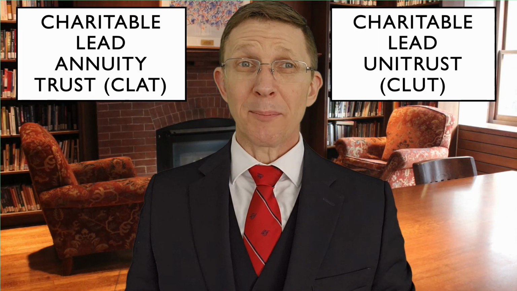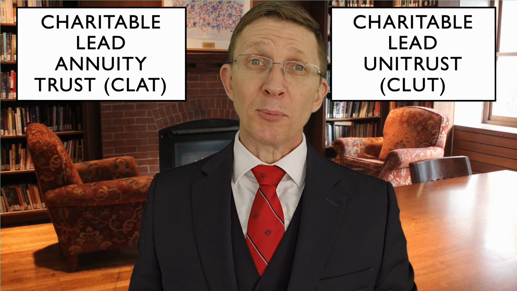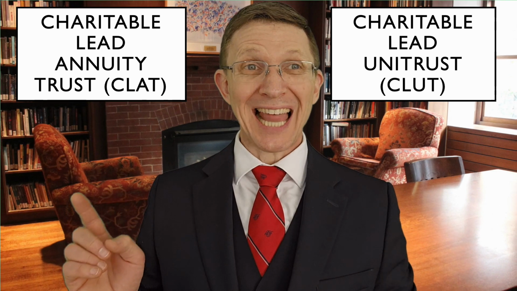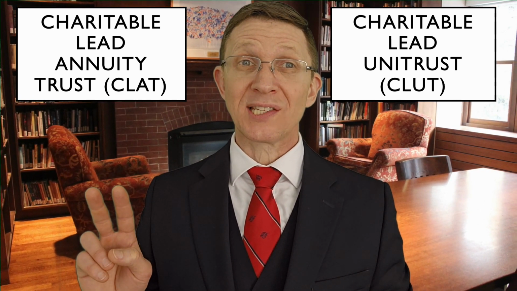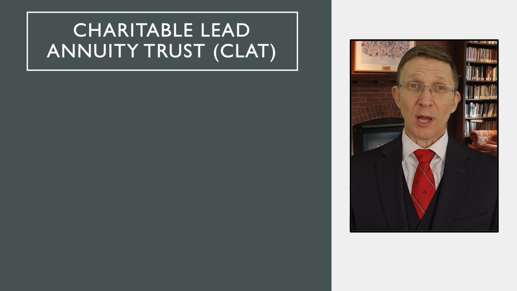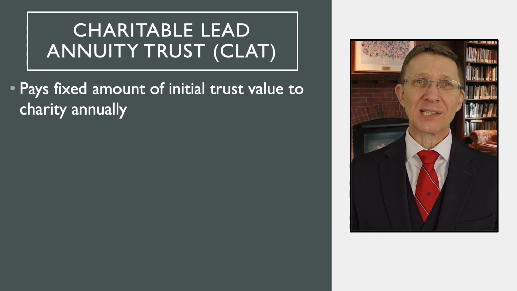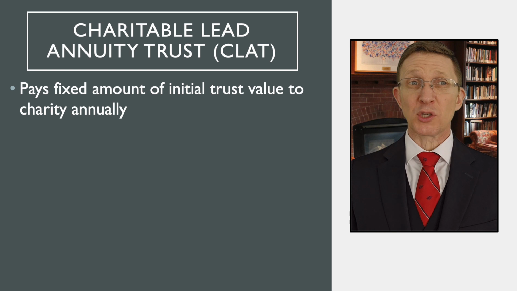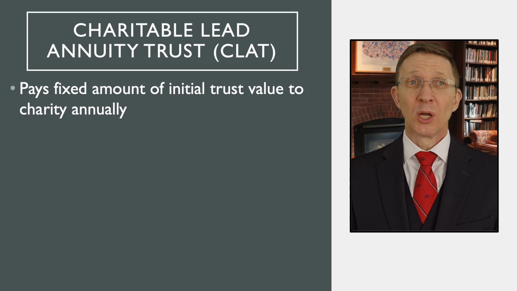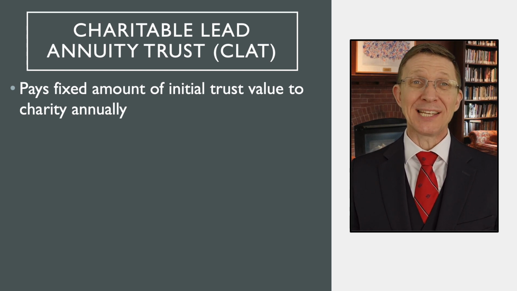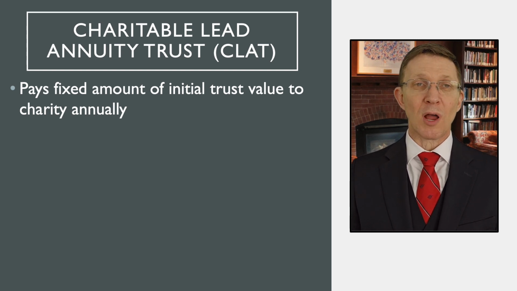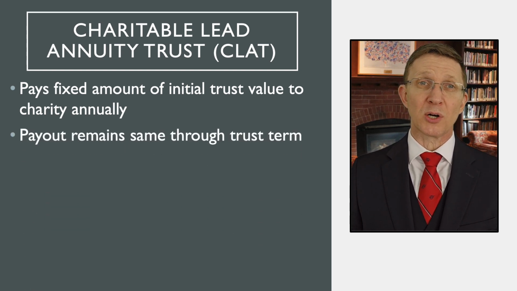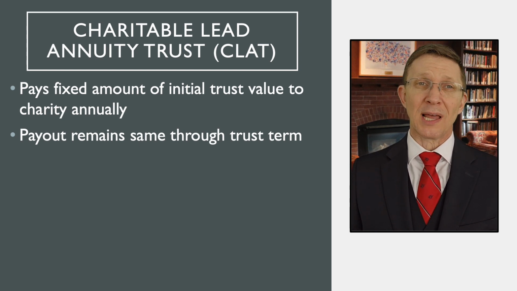Charitable lead trusts come in two forms: Charitable Lead Annuity Trusts, or CLATs, and Charitable Lead Unit Trusts, or CLUTs. The Charitable Lead Annuity Trust, or CLAT, pays a fixed amount or percentage of the trust's initial value to charitable beneficiaries each year. The amount paid to charity is established at the beginning of the trust and will not change during the term, regardless of investment performance, unless the trust runs out of assets.